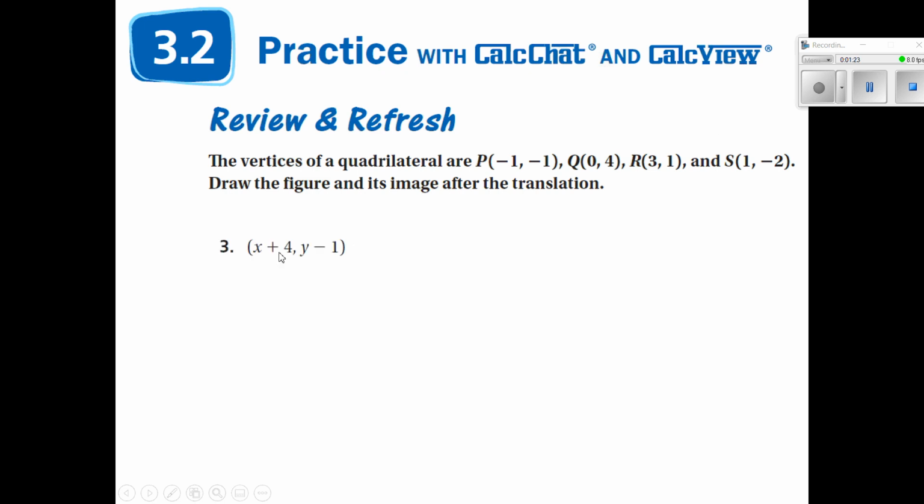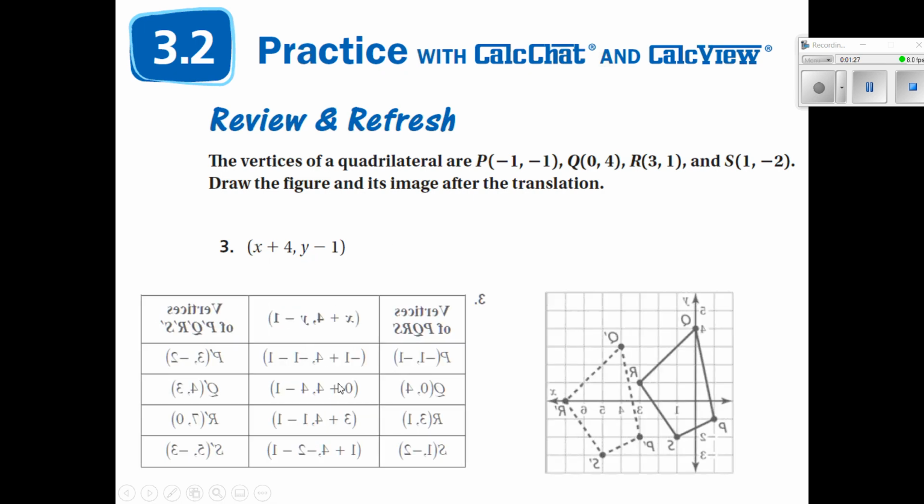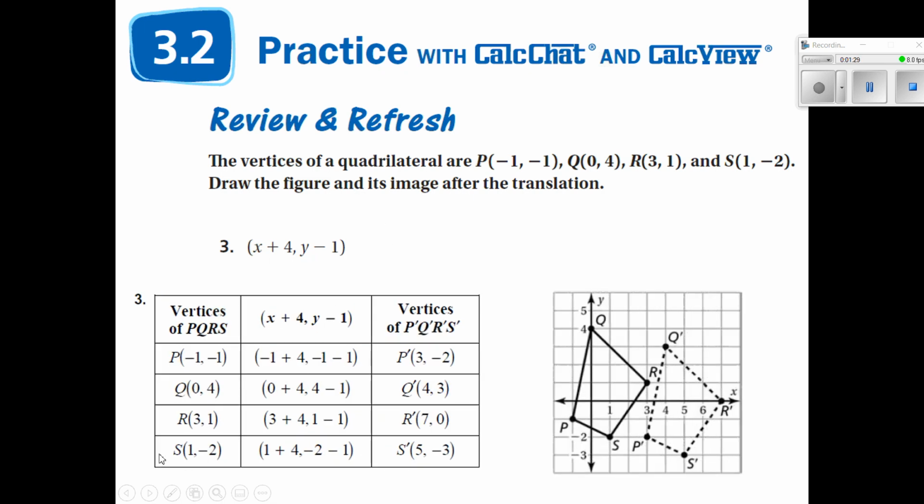Number 3 says I'm going to add 4 to x and subtract 1 from y. When I do that, let's take S this time, (1, -2). That means on x, I'm going to add 4, and 1 plus 4 is 5. And on y, I'm going to subtract 1. Negative 2 minus 1 is negative 3. So now S prime will be (5, -3).